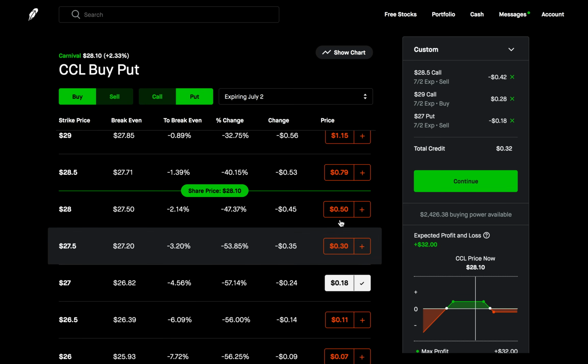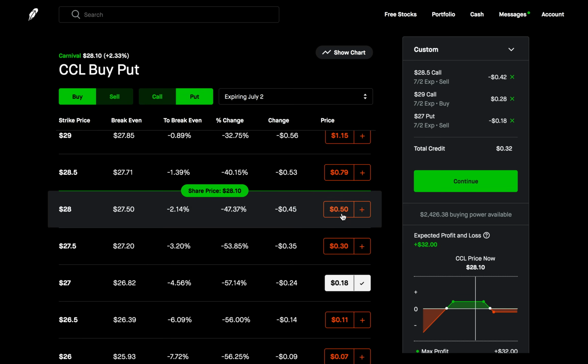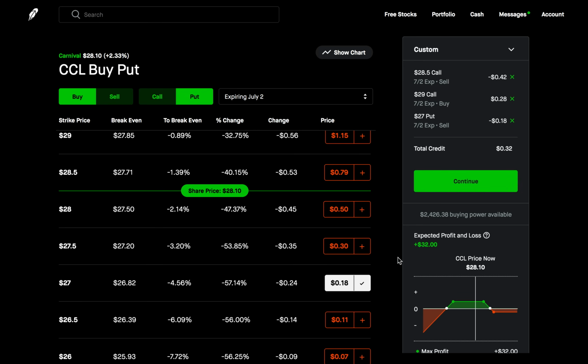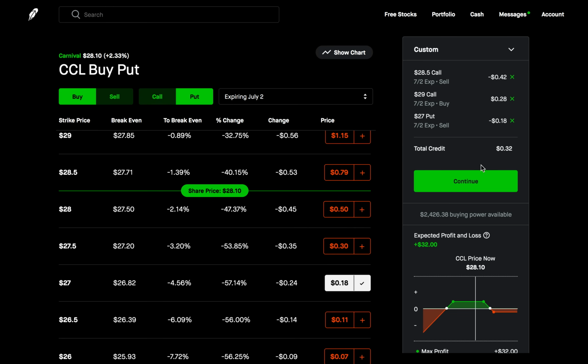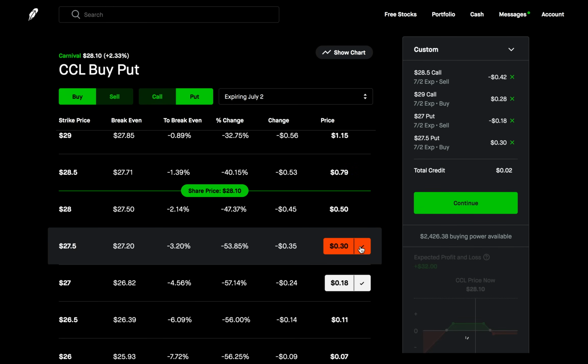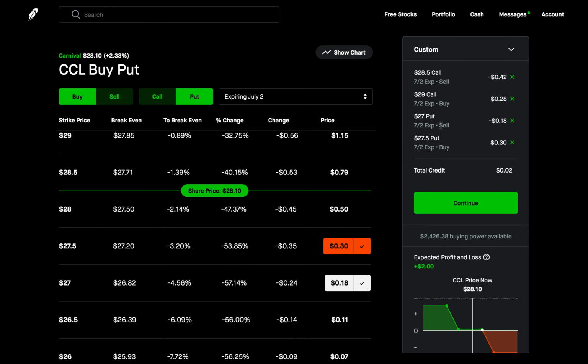So I'm not going to buy this put because it costs me $50. I only have $32. But I can definitely buy this put because it's almost the same price as the credit I'm receiving. So I'd go ahead and buy this put. Now for this play here, 4 different options, 4 different strikes, I'm still getting a $2 credit.